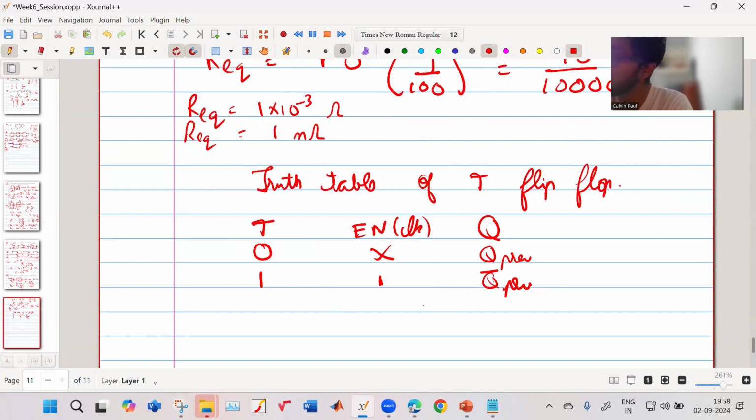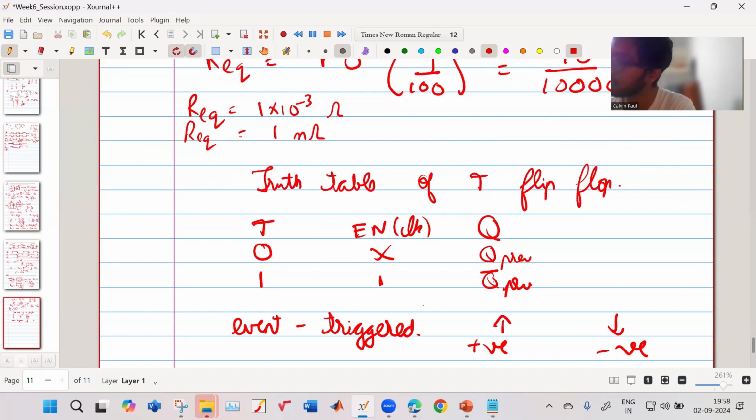So T flip-flop can only be event triggered. Only when there is an edge. It can either be a positive edge or it could be a negative edge, depending on the T flip-flop. If we say that the T flip-flop is negative edge triggered, it means when your clock falls, at that time only it will change its value. And that will happen only if the T signal is connected to high.